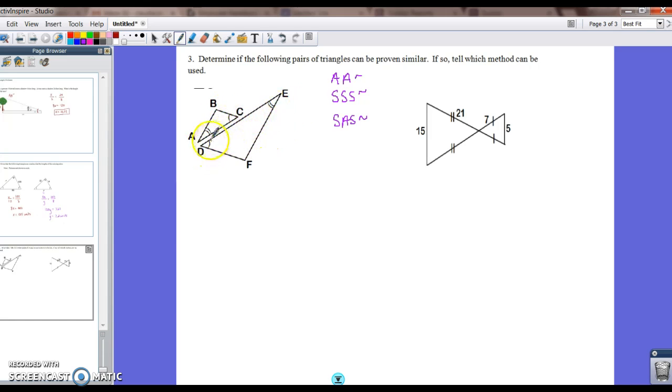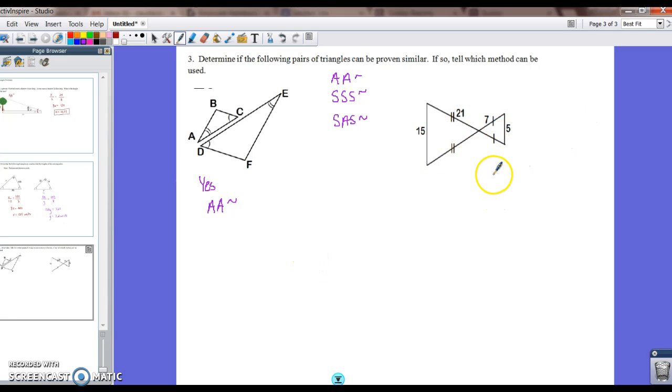So if you look at this first pair, you'll notice that we have indications here that we have congruent angles, right? We've got angle C and angle D congruent. We've got angle A and angle E congruent. So we would say yes, that is possible, because remember, if you have two angles congruent, you know that the third ones are also congruent. So you would say yes by angle-angle similarity.